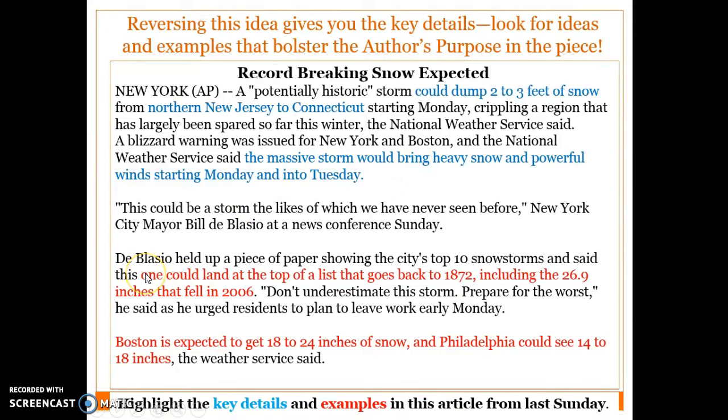We have this example of a snowstorm that came into the area back in 1872 with almost 27 inches of snow, and in 2006 as well. We also have Boston and Philadelphia, so surrounding areas. So this is in New York, you can see. This is a newspaper article. It's published in New York, so specifically the audience is New Yorkers. But in case neighboring areas are reading it, we have expectations for Boston and Philadelphia as well. These are things not needed or necessary for those in New York looking for information about this storm about to hit them, but it's still informative and sometimes entertaining.